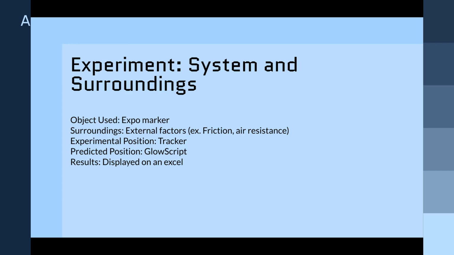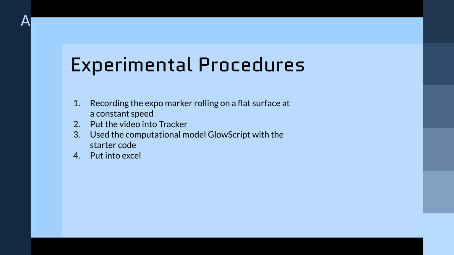I use Tracker to measure the experimental position. I use GlowScript to create the predicted position. Then I used Excel to compare both sets of data. First, I recorded a video of the expo marker rolling across a flat surface at a steady speed. Next, I uploaded the video into Tracker and measured the marker's position at equal time intervals. Then I used the GlowScript starter code and entered my measured values. Finally, I graphed both the experimental and model data in Excel to compare them.